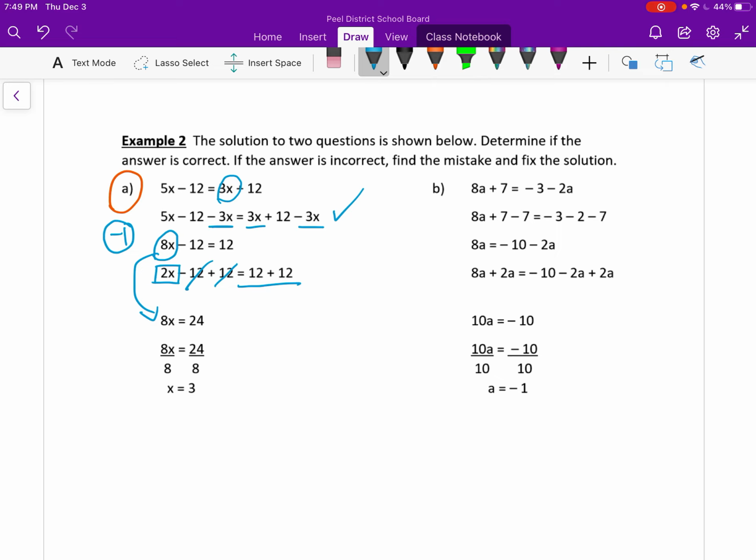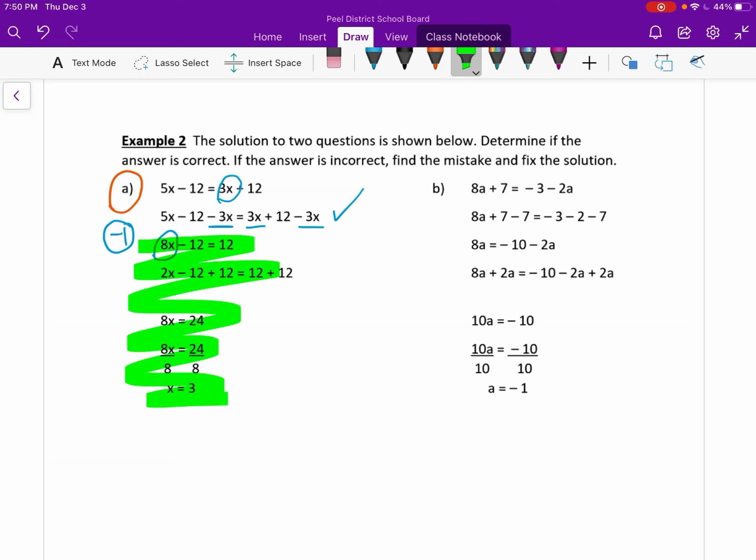If I was to follow this person's mistakes through, then yes, this makes sense, right? You took the 8, you divided it by 8x, crossed each other out, and you got x equals 3. If you're following mistakes through. But they made a mistake here, so we're going to fix it from here because this isn't a test and we want to fix their mistake.